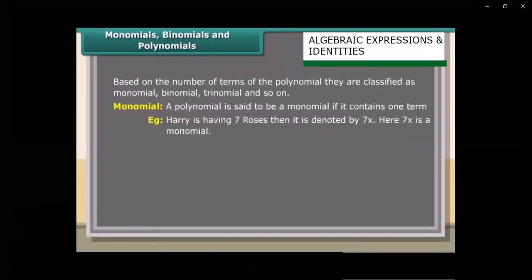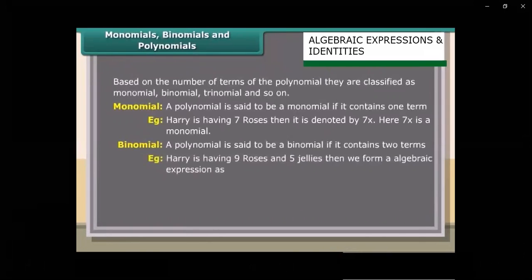For example, Harry has 7 roses, and it is denoted by 7x. Here 7x is a monomial because it has only one term. Then binomial. A polynomial is said to be a binomial if it contains two terms, right? For example, Harry has 9 roses and 5 jellies. Then we form an algebraic expression where, for roses, we can denote as x.